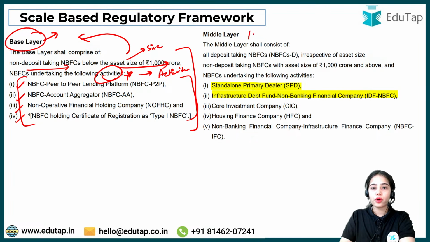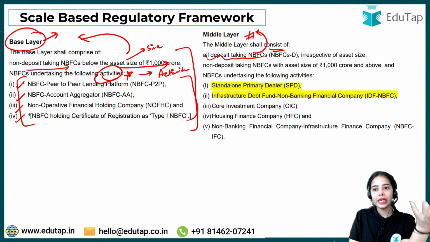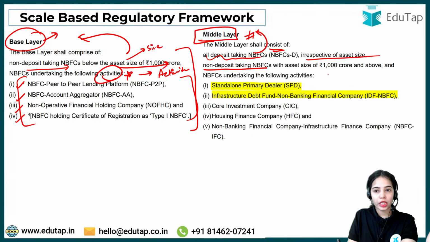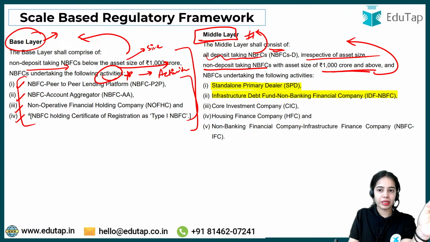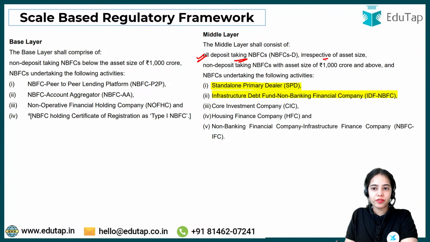Okay. Now coming to the middle layer. The middle layer shall consist of all deposit taking NBFCs. So all the deposit taking NBFCs that are taking deposits from the public, irrespective of their asset size, will come under the middle layer. Non-deposit taking NBFCs with asset size of 1000 crore or above will also fall under the middle layer on the basis of asset size. Okay? So all deposit taking NBFCs, irrespective of asset size, and non-deposit taking NBFCs with asset size of 1000 crore and above, will come under the middle layer.